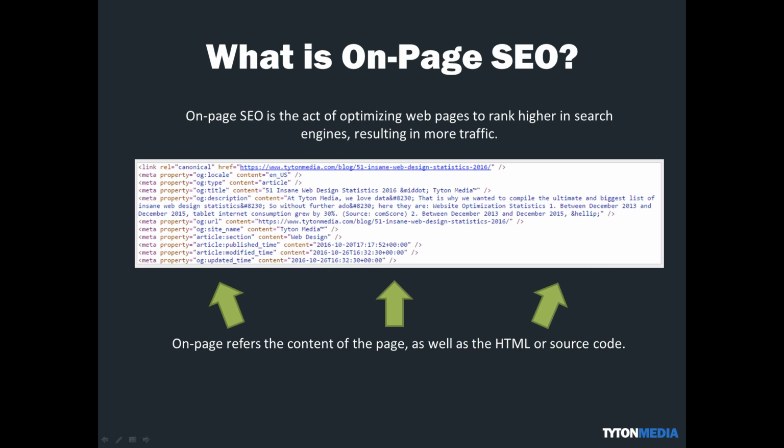So let's get started. What is on-page SEO? Well, on-page SEO is the act of optimizing your web pages in order to make them rank higher in the search engines. And this results in more free organic traffic from Google and Bing and other search engines alike. What on-page is referring to is your actual website. The code and the HTML and all the little tags that you need in order to have good SEO, all that is what is considered on-page SEO.